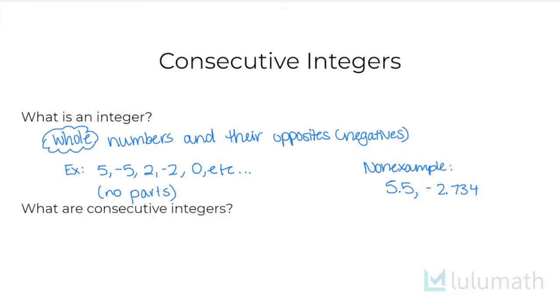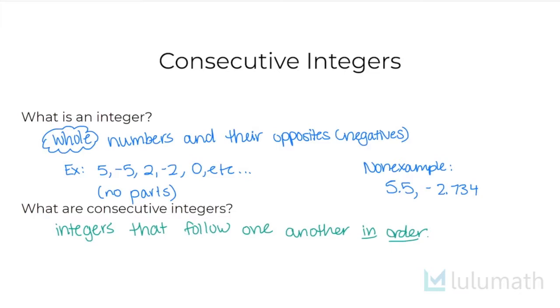Now, what are consecutive integers? They're integers that follow one another in order. And we're going to look at 3 different types of consecutive integers: just regular consecutive integers, consecutive even integers, and consecutive odd integers, okay? And an understanding of what these integers are will help us when we're setting up our let statements for any word problems with consecutive integers in them.